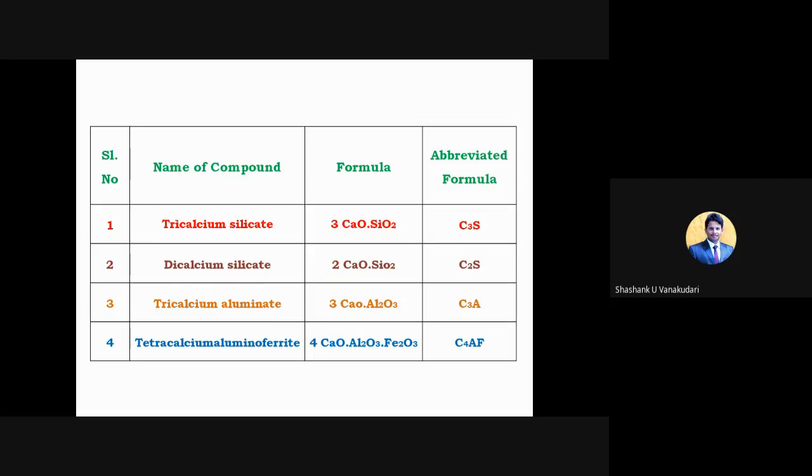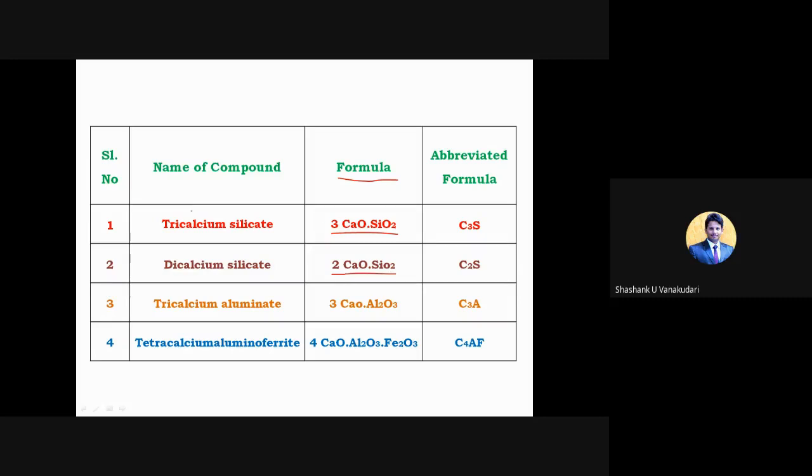And here you can see four different compounds which are present in the cement. First one is tricalcium silicate, second one is dicalcium silicate, third one is tricalcium aluminate, and fourth one is tetracalcium aluminoferrite. Okay, so these are the four chemical compounds which are present in the cement, called Bogue's compounds. So now you can see the chemical formula for this. For tricalcium silicate, it is 3CaO·SiO2, and for dicalcium silicate, it is 2CaO·SiO2.